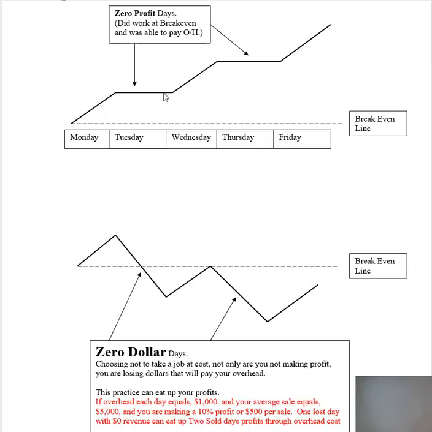Now Wednesday, both companies sell a job at full margin. They make their 10%. The company up here that understands 0 profit days sells a job at full margin. They're up $1,000 over their overhead. This line represents your overhead, it's your break even. This company here gets right back to 0. They're where they started out at the beginning of the week. They haven't made any progress. They've sold 2 out of 3 days, but yet haven't made any money. This company up here is $1,000 up after 3 days.